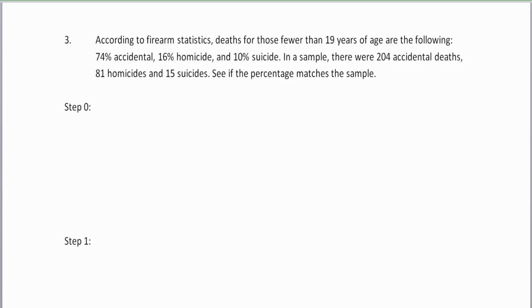So in this sample, we did observe some accidental deaths, homicides, and suicides. Now, step 0 is very important here because we have to make a table since they didn't provide one for us. The table should have a row for observed, and it should have a row for expected. Across the top, we should have our categories, and I'll abbreviate them ACC, HOM, and SUI. We should also have a total column. That total will be very useful when we come to making our expected values down here.